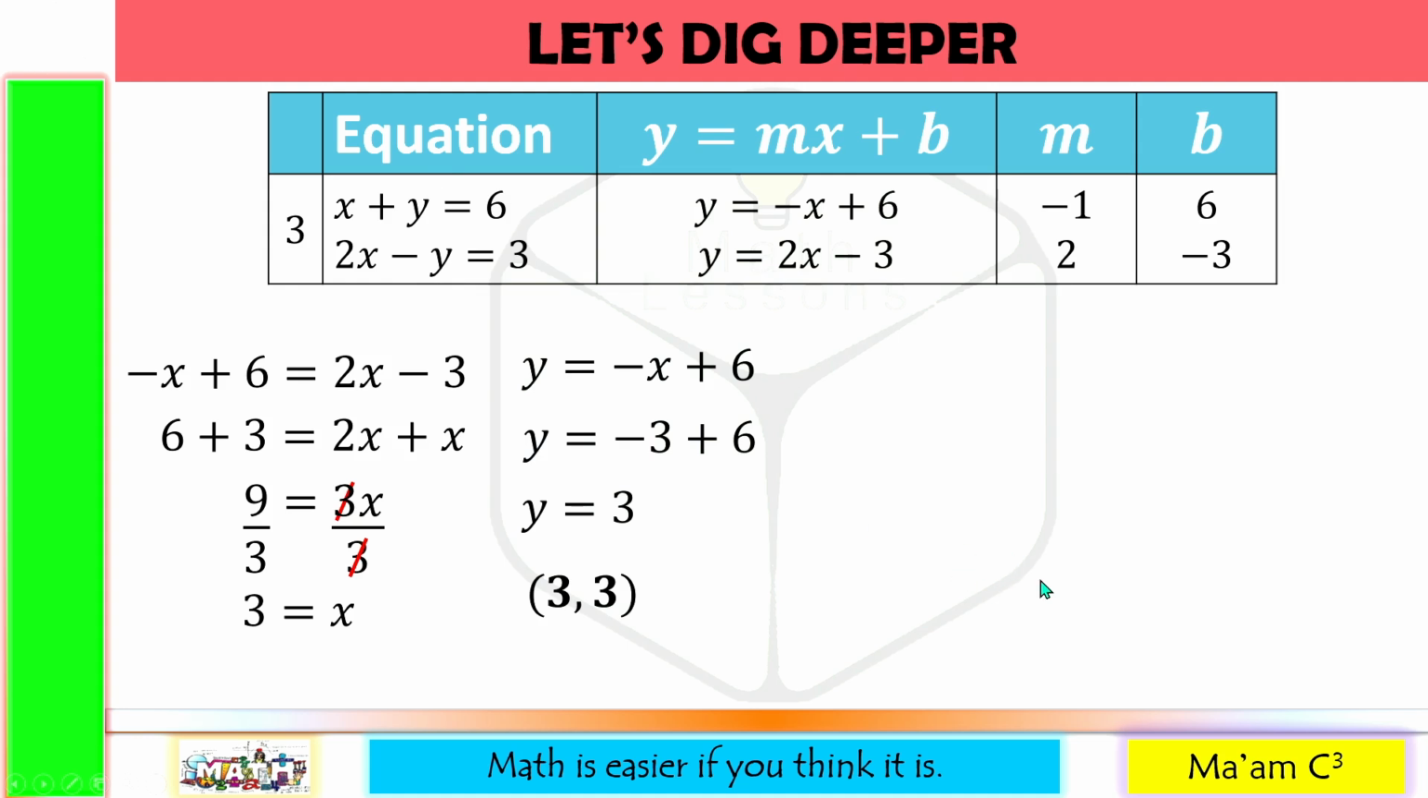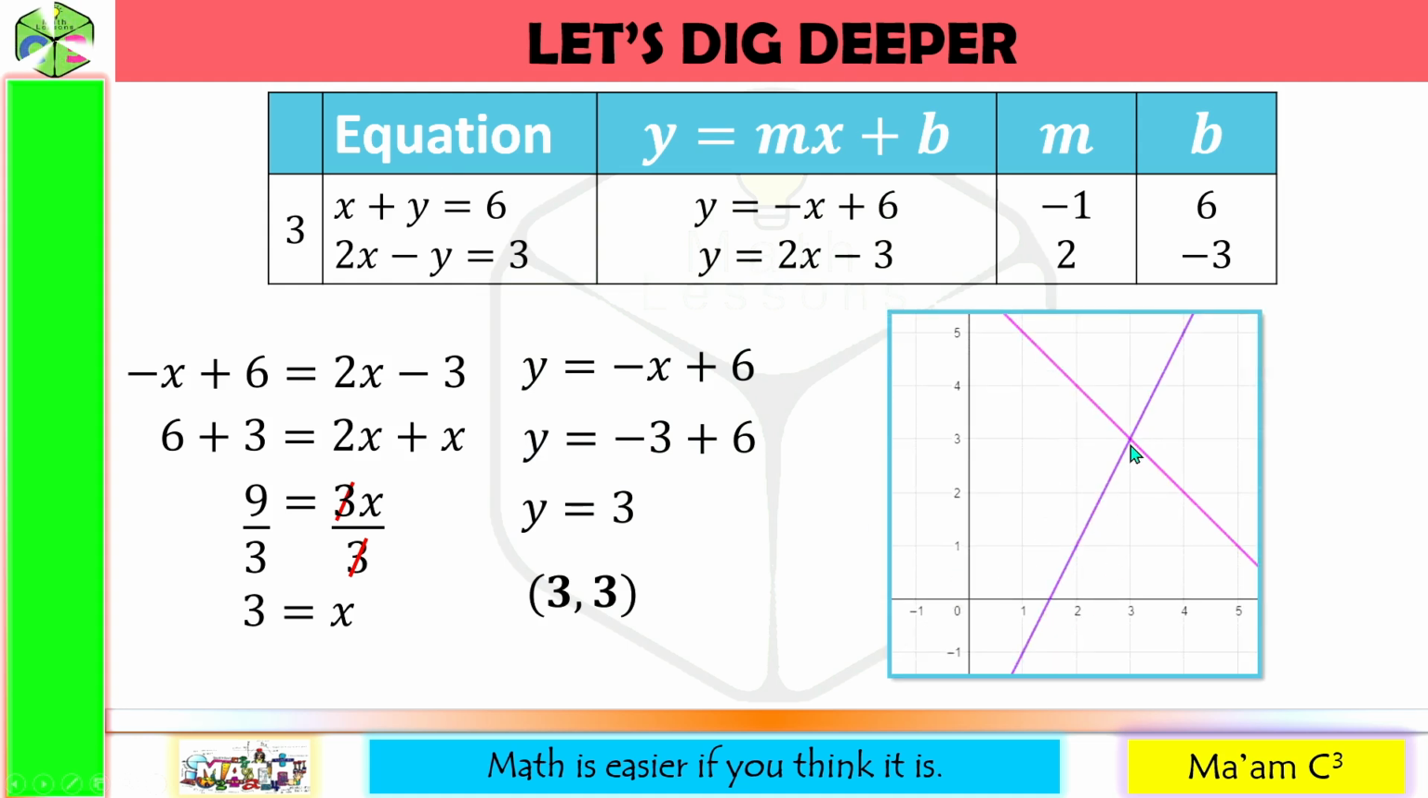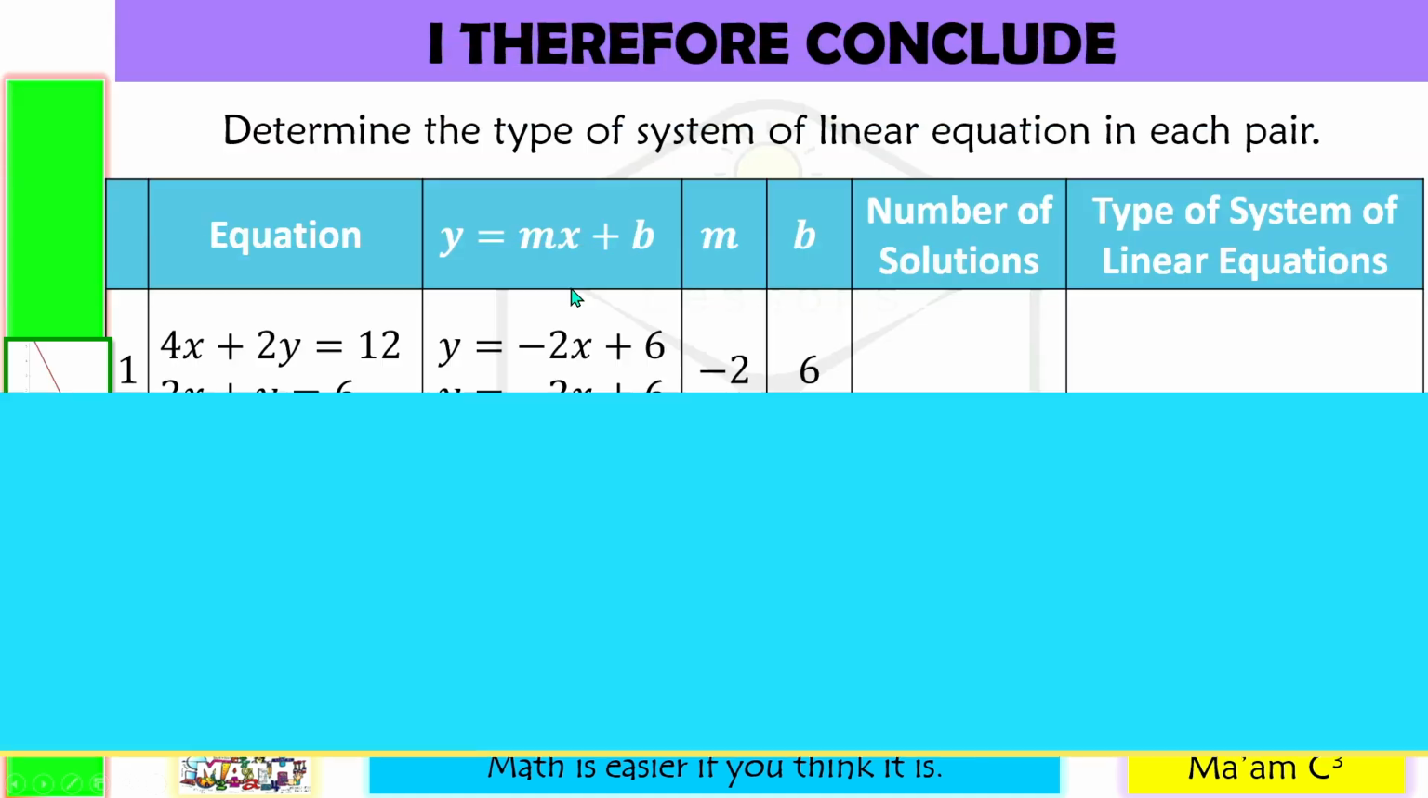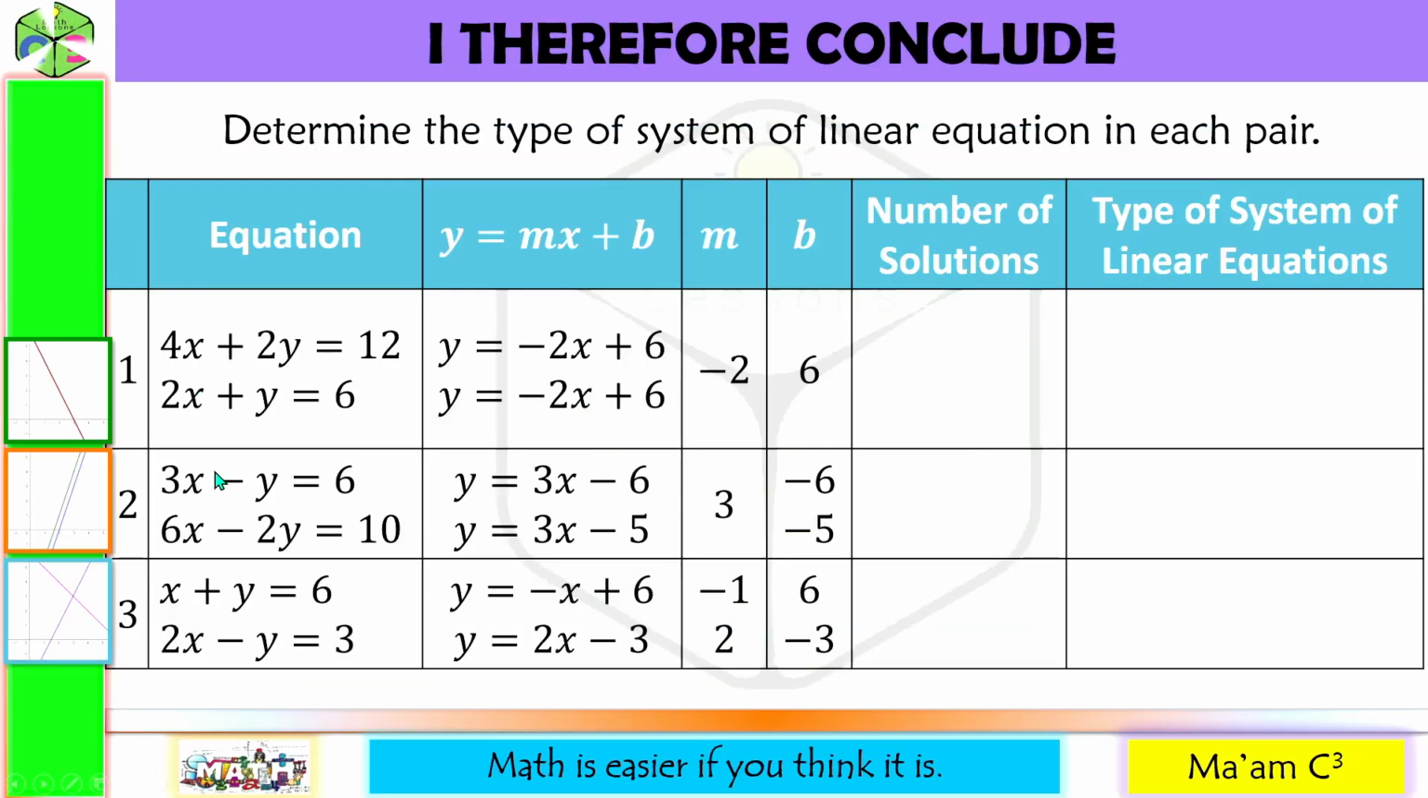Let us check that in our graph. What is this point? This is (3, 3). So lo and behold, this point is actually the intersection of these two lines. So this is the solution of this pair of equations. Let's have another activity. I therefore conclude. So we have here the graphs, we have here the slope-intercept form, the slopes, and the y-intercepts.